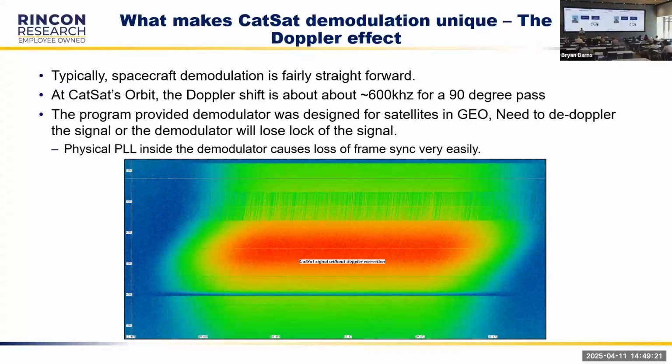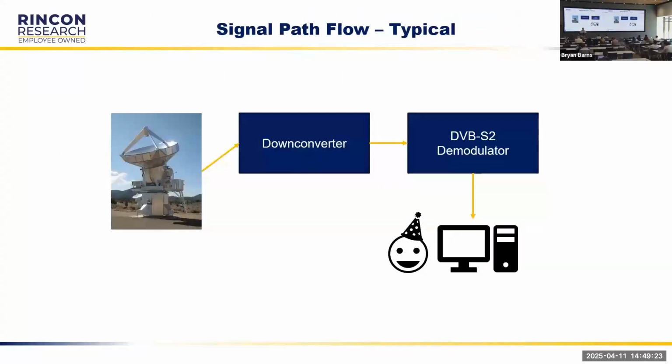In a typical world, this is what your processing flow would look like. You would have your dish, which you would receive RF in. You would condition your signal and down convert it into an IF, or intermediate frequency, send it into your demodulator, and then you would get your data on your computer, and the little operator would be so happy because he doesn't know the horrors. That's in a sane world.